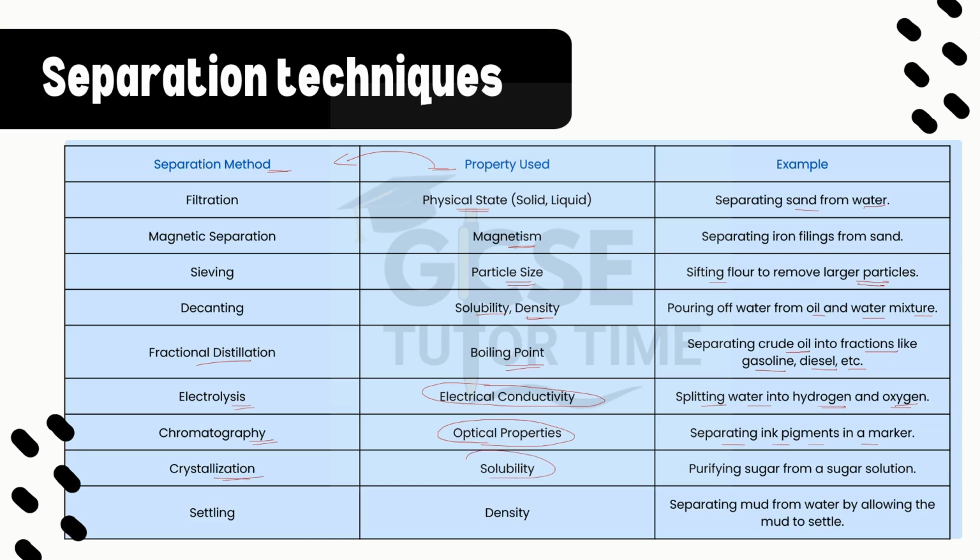Crystallization: it is based on solubility, for example, purifying sugar from a sugar solution. Settling: it is based on density, for example, separating mud from water by allowing the mud to settle.